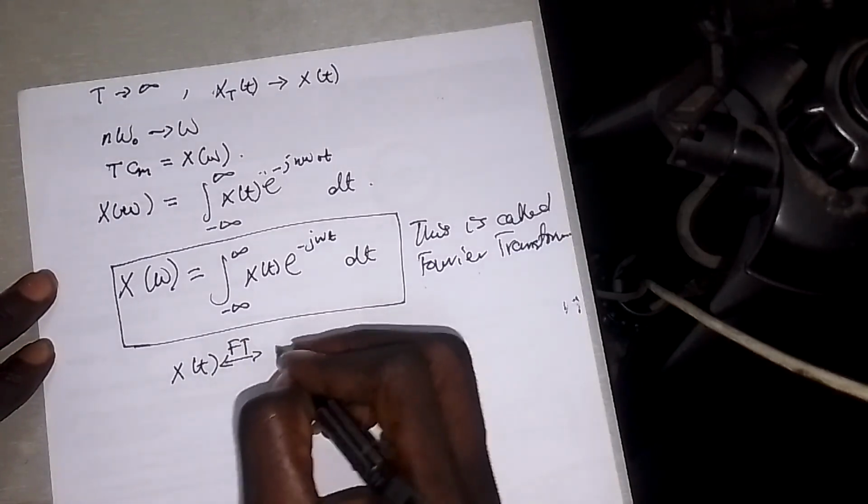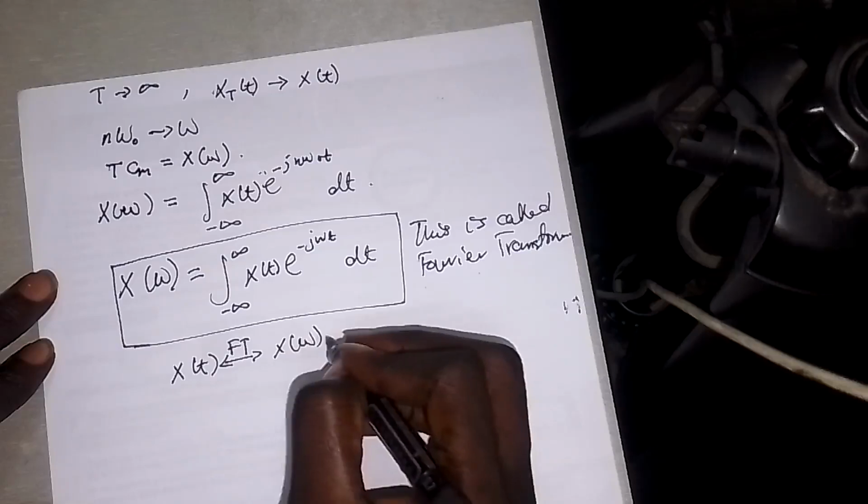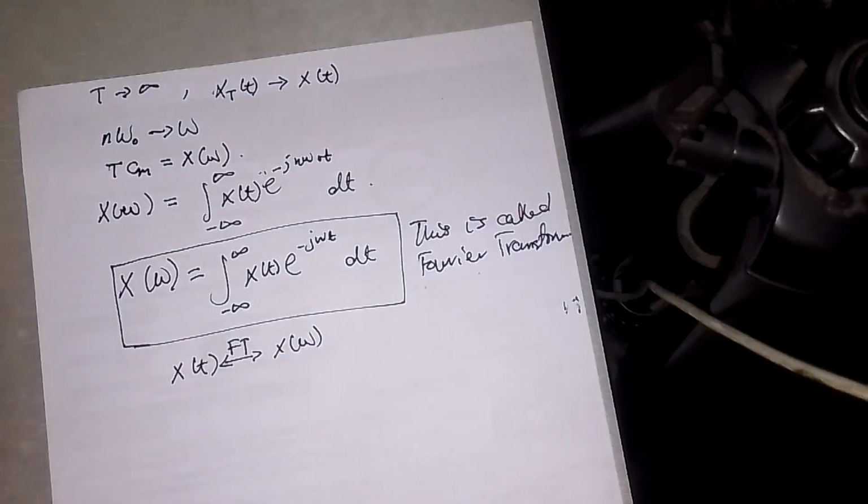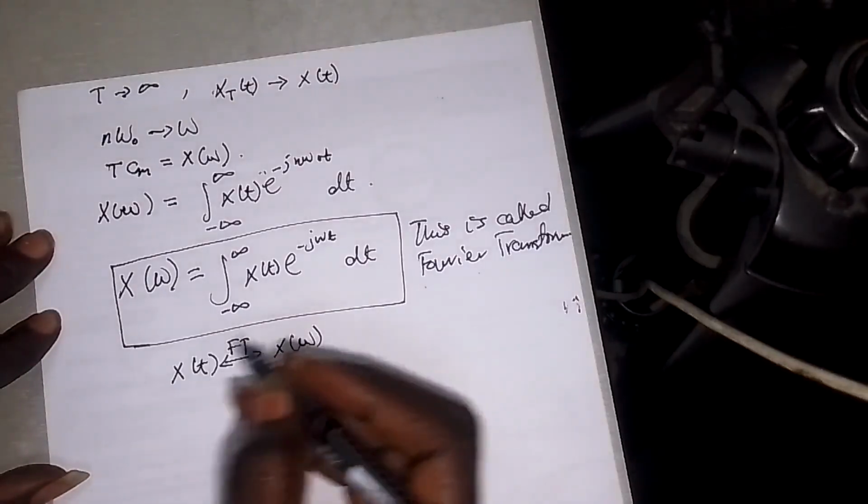Fourier transform, which is X of omega. So this is the formula for the Fourier transform. From here we can develop the formula further to also achieve what is called the inverse Fourier transform. Let's look at that one also very briefly.